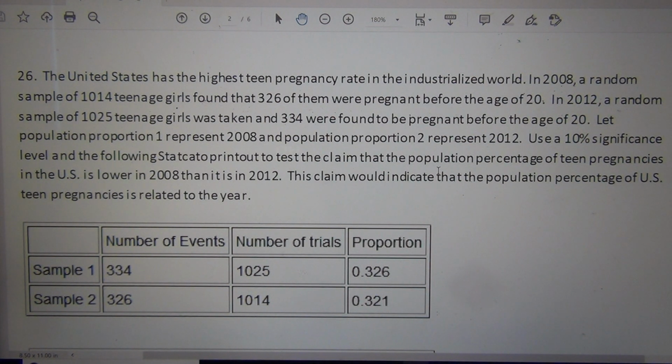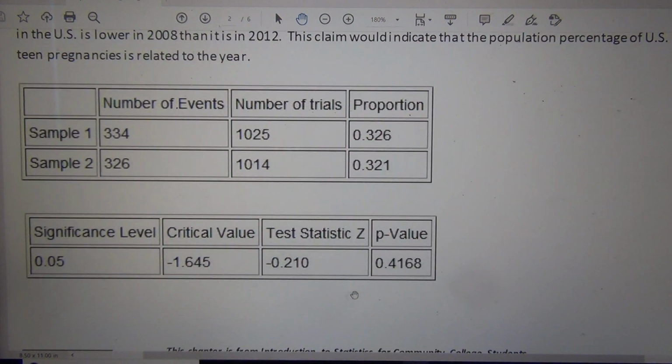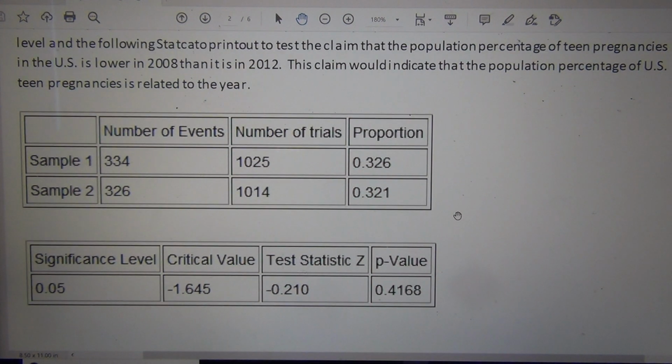So we see the sample data listed here. Here's our two proportions. And we see that we have our significance level, critical value, test statistic, and p-value already calculated with Teachout. We could have put these numbers into Teachout ourselves, but the problem has already done this for us. So it's just a matter of understanding these numbers.